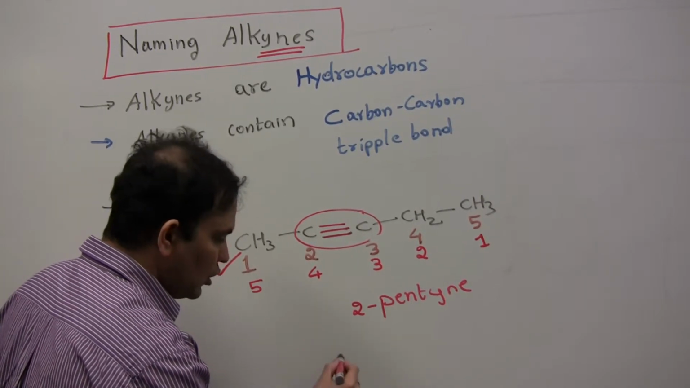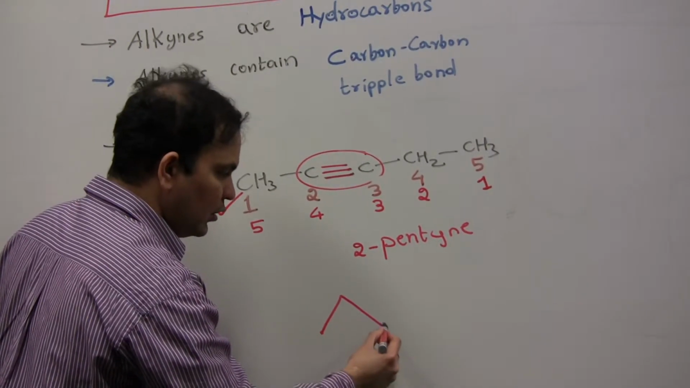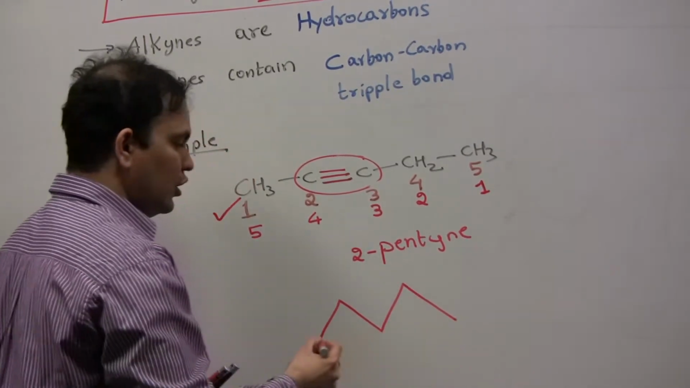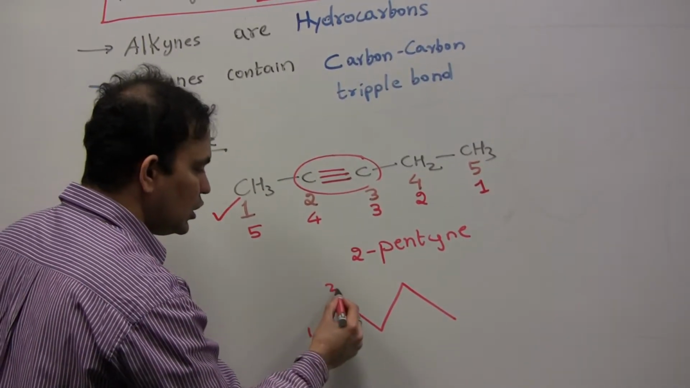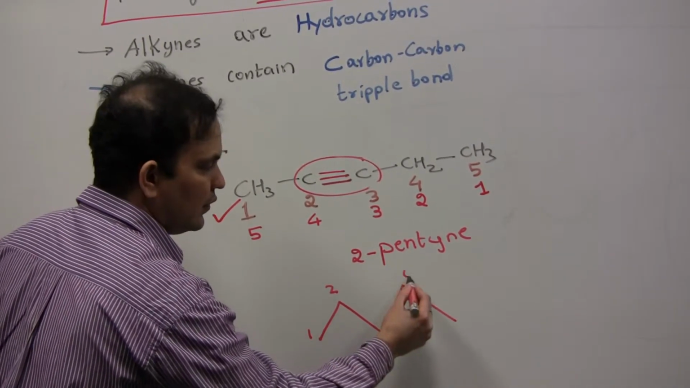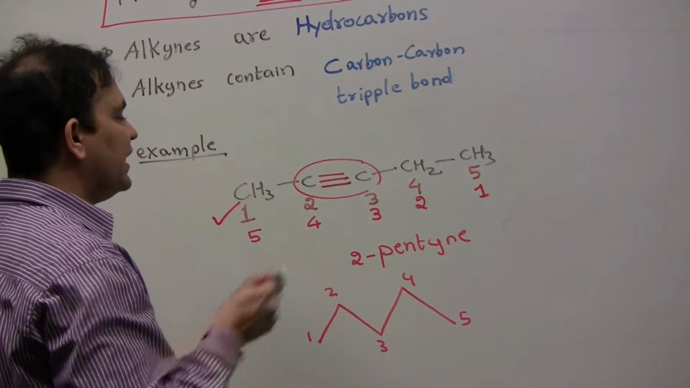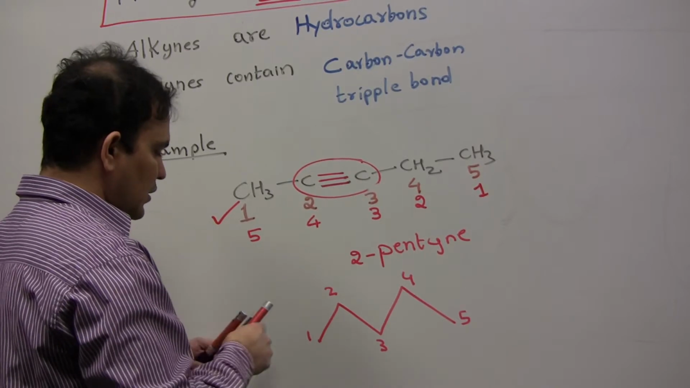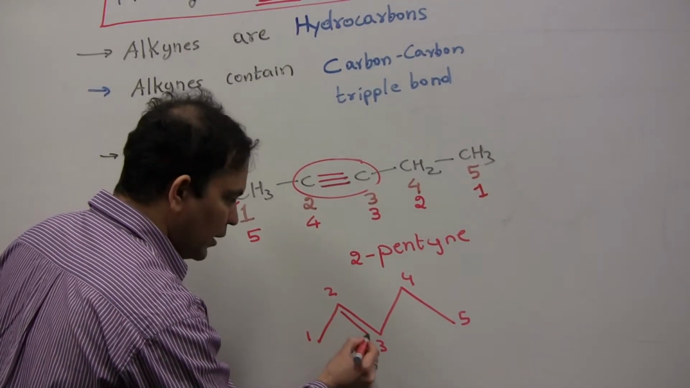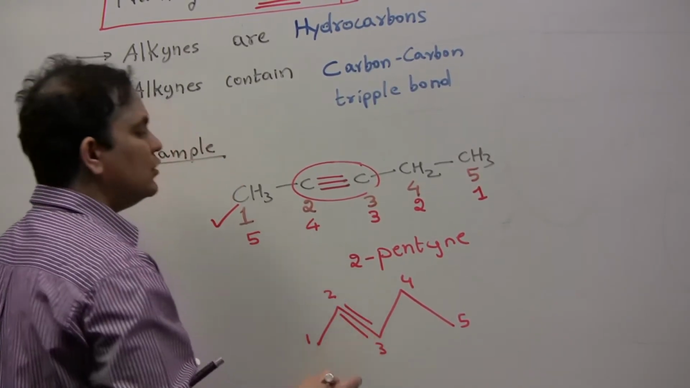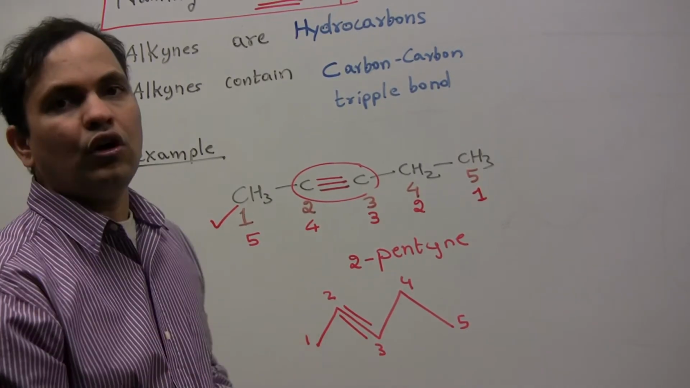1 carbon, 2, 3, 4, 5. So these are the 5 carbons, 1, 2, 3, 4, 5, and we have a triple bond at the second carbon atom. So we'll write a double bond and then one more bond. So this is the skeletal structure for 2-pentyne.